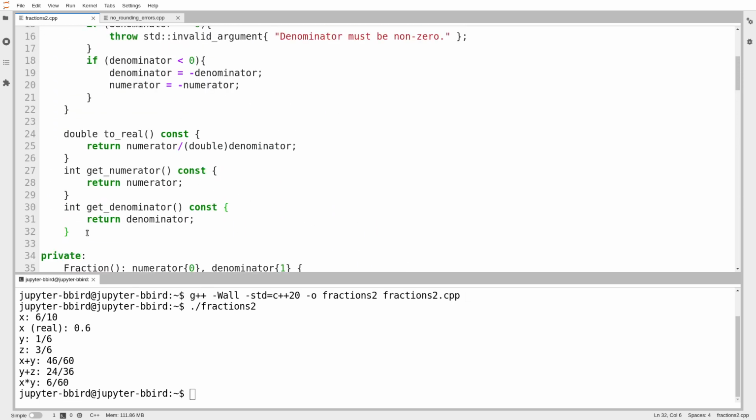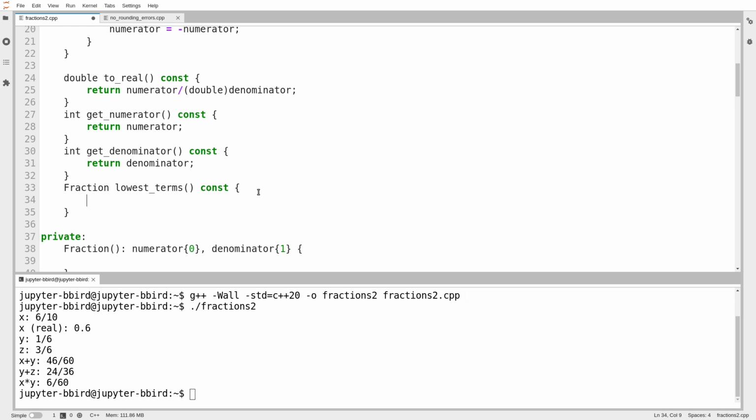And I'm going to write the beginning of it, and then we have to sort of derive what it means to put things in lowest terms. So I'm going to call the function lowest terms. And it's not going to modify the current object. It's going to return a new fraction that has been expressed in lowest terms.